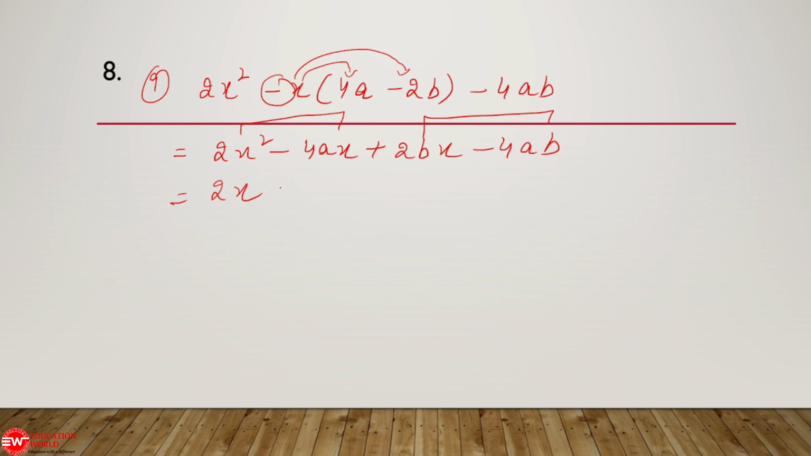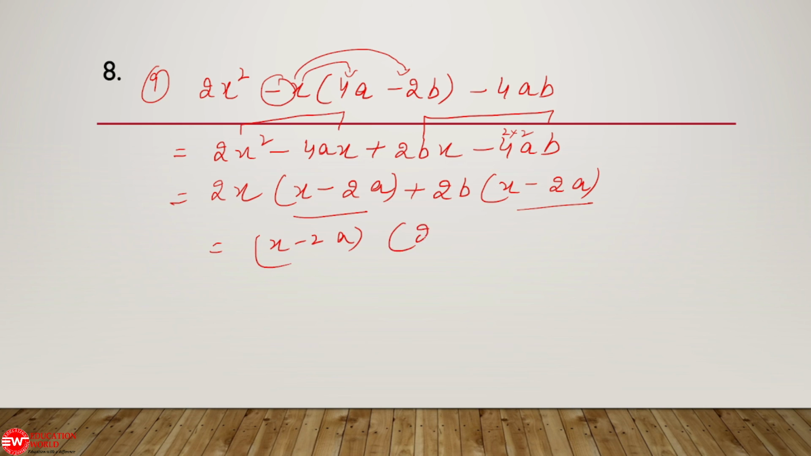So 2x is common here. Inside, x minus 2a. Here also 2b is common. So it is x minus 2a, because 4 you can write as 2 into 2. So a, b you have taken. So brackets are the same, it means my grouping is correct. So 2a, this bracket is common. So 2x plus 2b. So again you can see that this 2 is common in both.